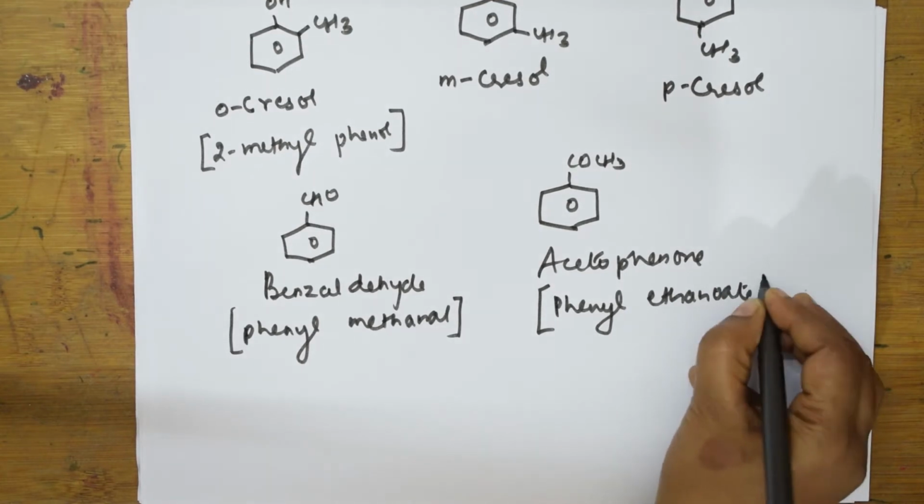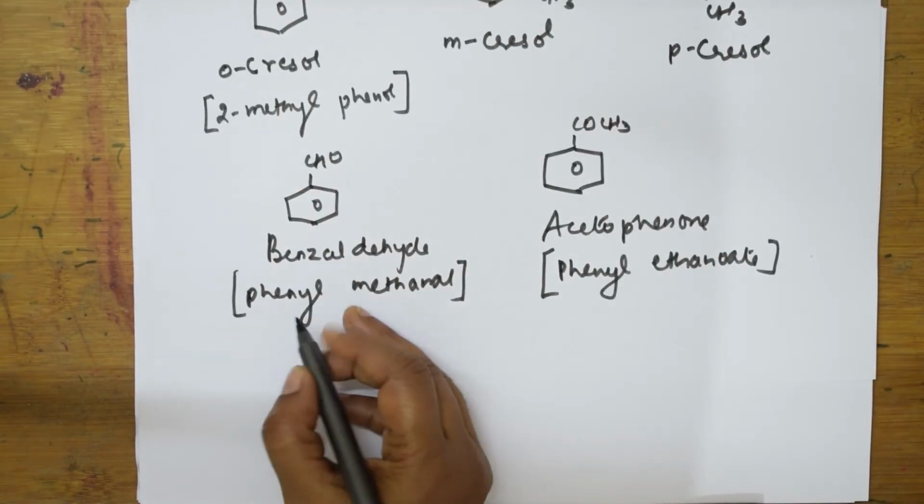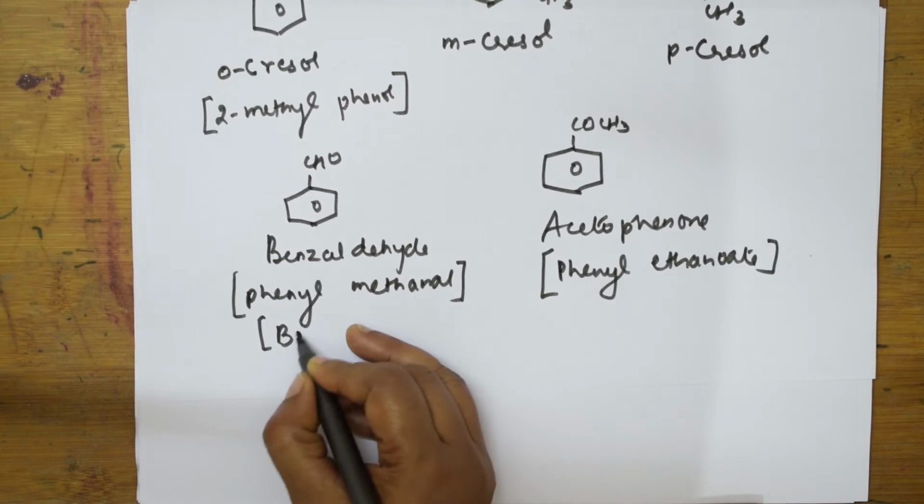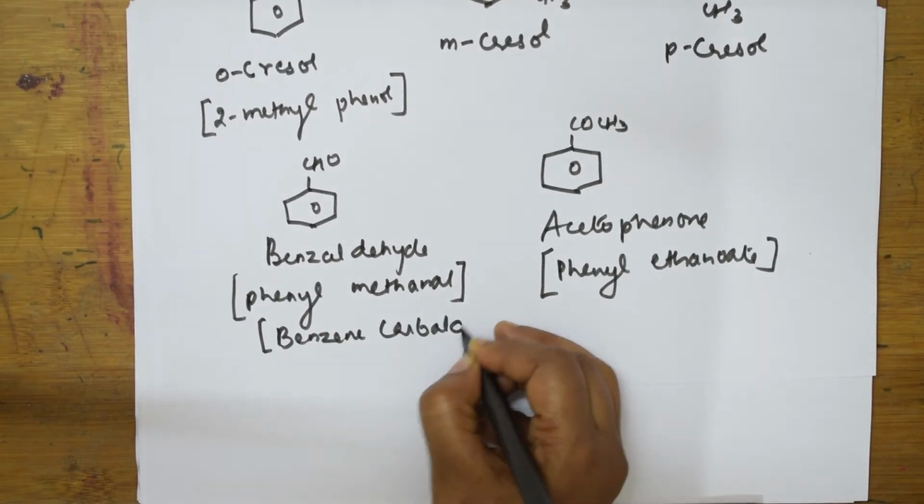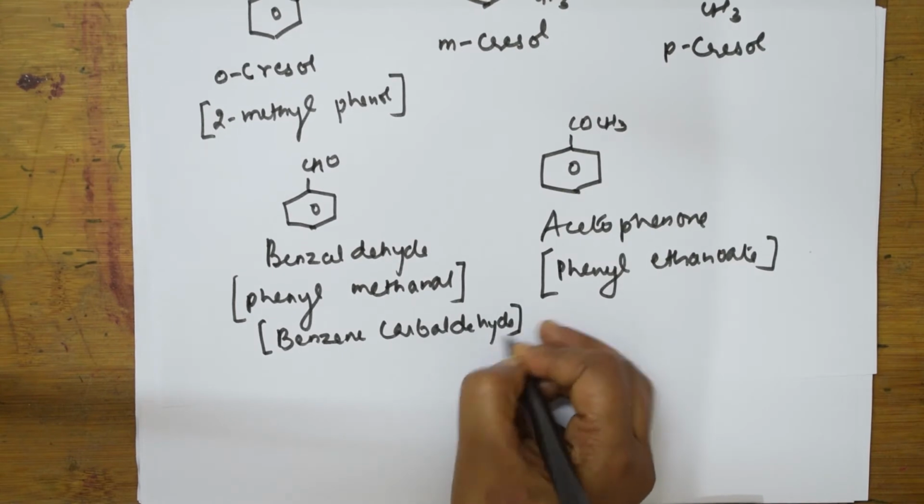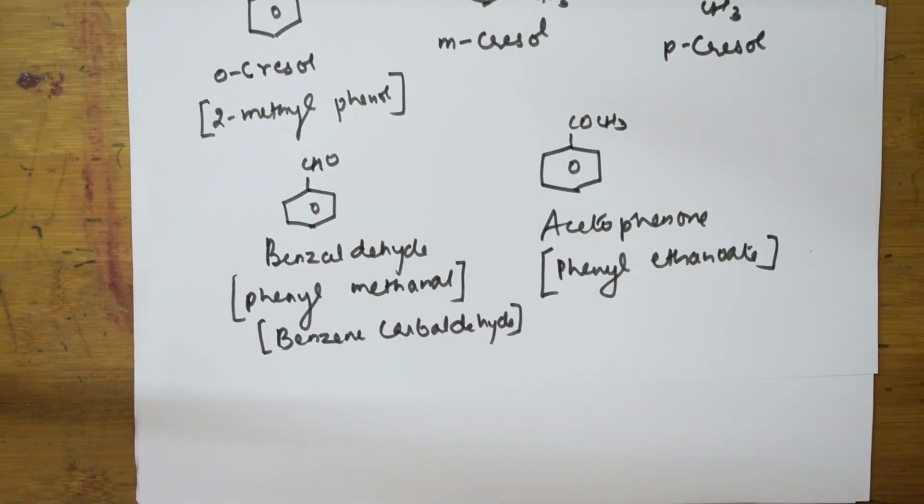Ethanoate. This also can be written as benzene carbaldehyde. Carbaldehyde. Right. Let us take some more examples and see.